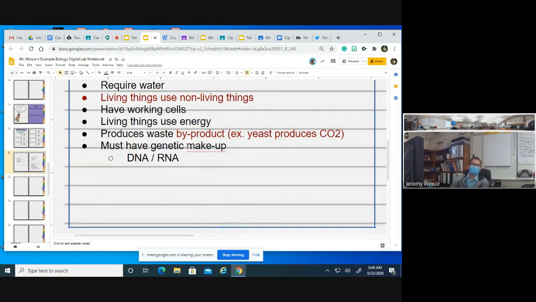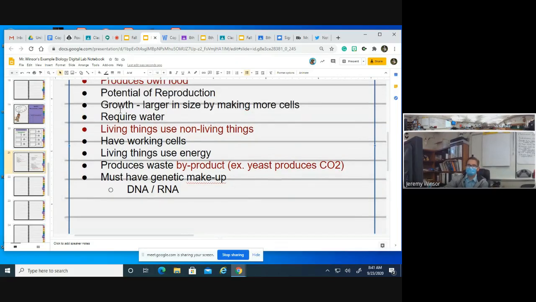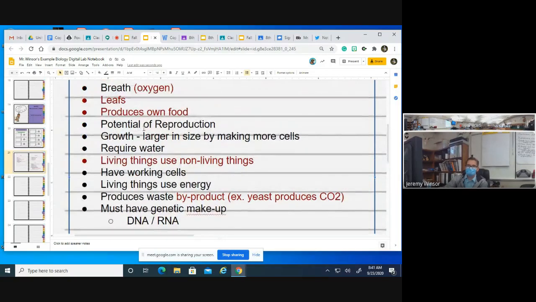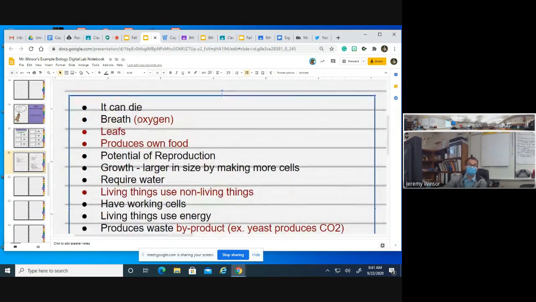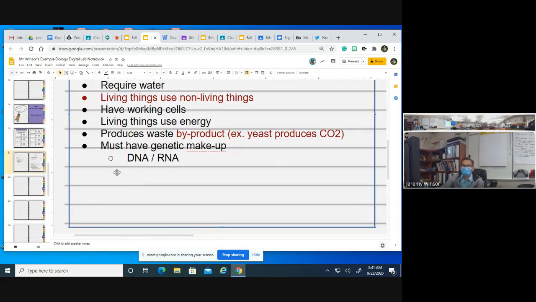So that would help me to discount a fire as being a living thing, even though it produces waste, it uses energy, it grows, it has the potential of reproduction. It seems to breathe because I know it uses oxygen, because if I cut oxygen out of like a candle, it's not going to continue to grow or even exist. But when I get down to this genetic makeup, I can say, oh, well, a fire doesn't have DNA. And so because it doesn't have DNA, it's non-living.